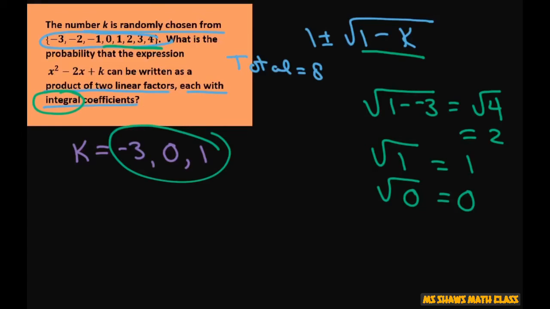So we have 3 divided by our total, which is 8. And that equals your probability.